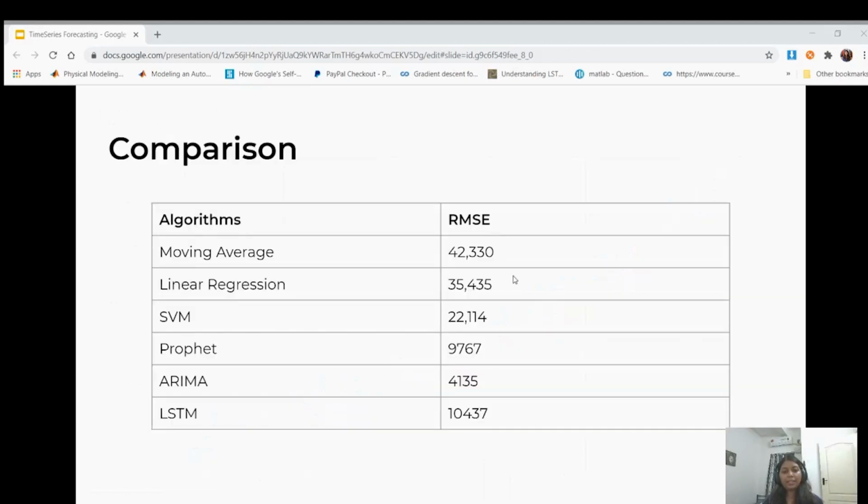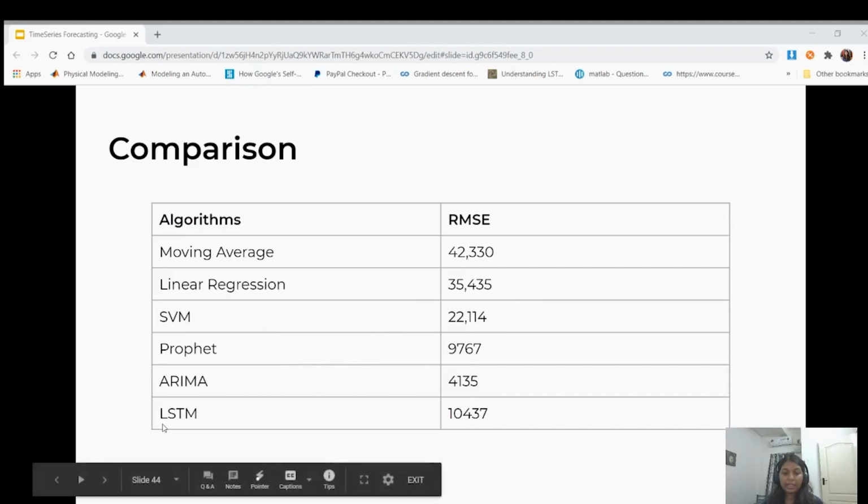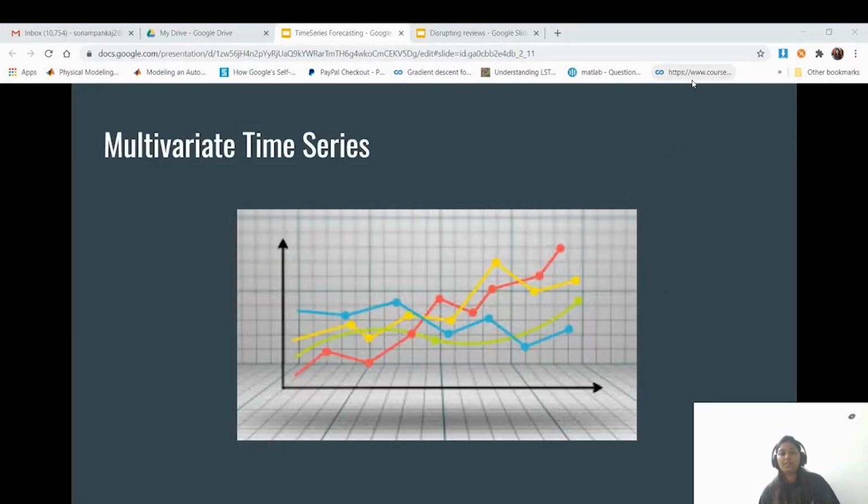So now the comparison sheet. We saw that moving average was about 42,000, and the linear regression also didn't quite perform well, 35,000. SVM is about 22,000, Prophet 99,700, ARIMA is 4,000, and LSTM is 10,000. So we have seen the cases of univariate models on the confirmed cases of coronavirus.